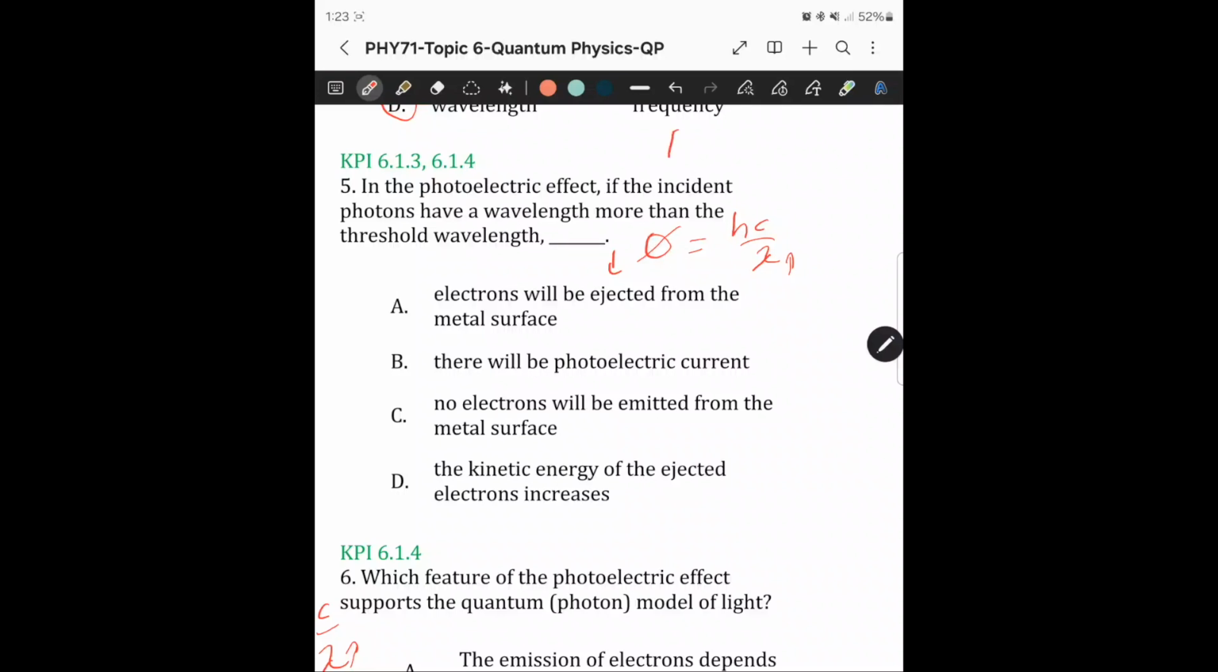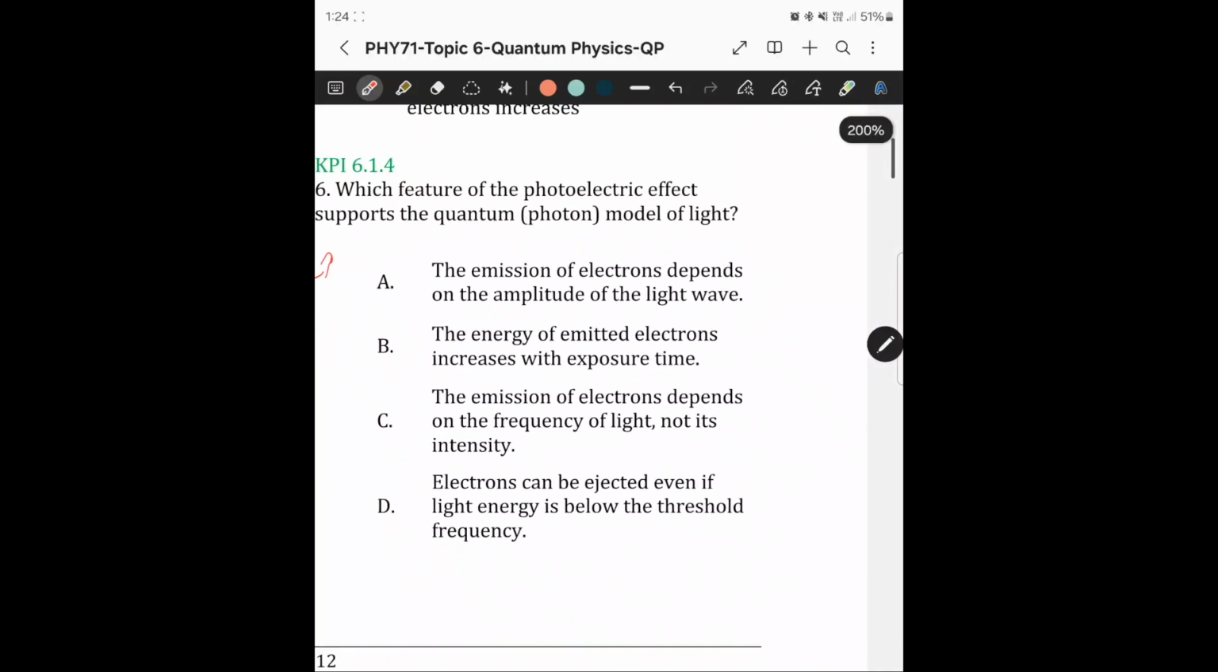I need a minimum E equals hf. I need a minimum frequency to have the minimum energy. In this case, I don't. This is saying my wavelength is greater. If the wavelength is greater, nothing happens. So there will be no current, no electrons will be ejected, no electrons will be emitted. Yes, because a big wavelength means small energy. So remember that from the previous video and from the formula, both ways.